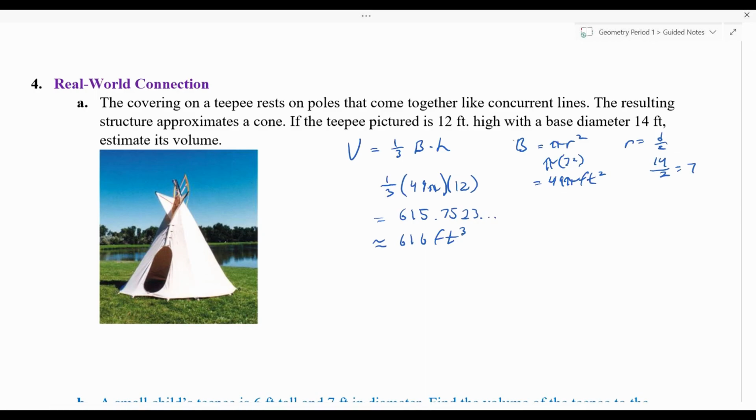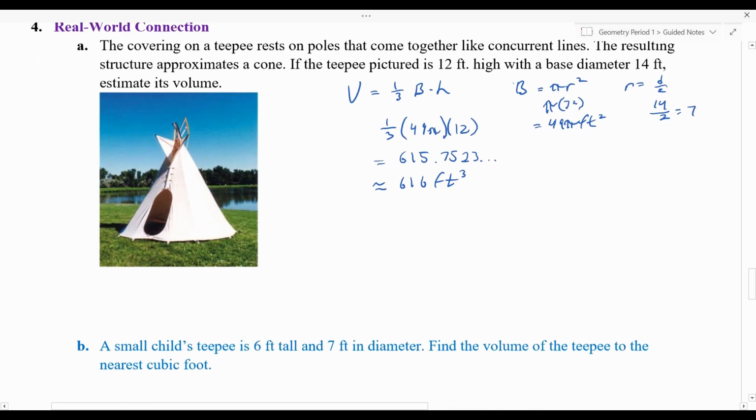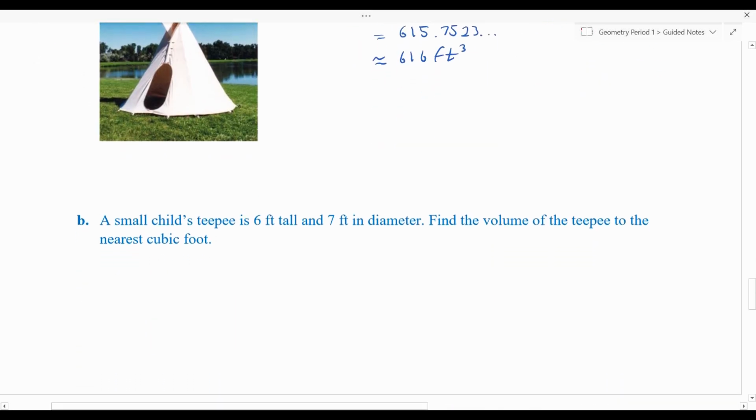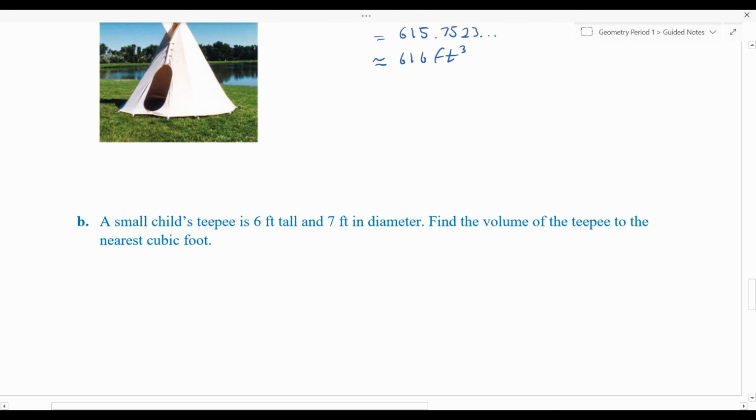Alright? Now, part B is yours to do. It states, a small child's Tepee is 6 feet tall and 7 feet in diameter. Find the volume of the Tepee to the nearest cubic foot. Give this one some thought and see if you get the same answer.